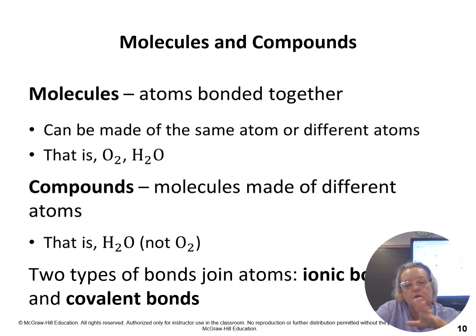Molecules and compounds, I just talked about this. Molecules are just atoms bonded together. They can be the same thing. Compounds are made of different atoms, like H2O. And the two types of bonds that join them are ionic or covalent. Ionic means that they are transferring electrons. The electrons are going back and forth between them. One becomes positive, one becomes negative.